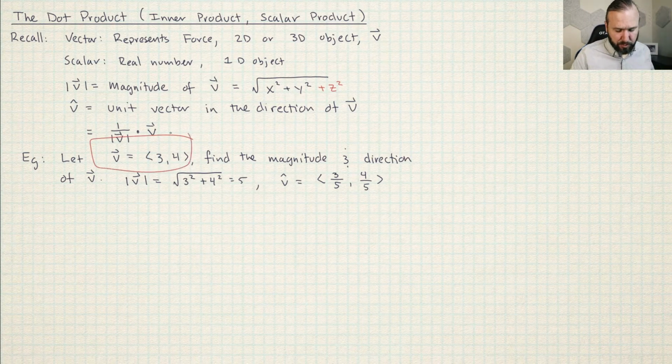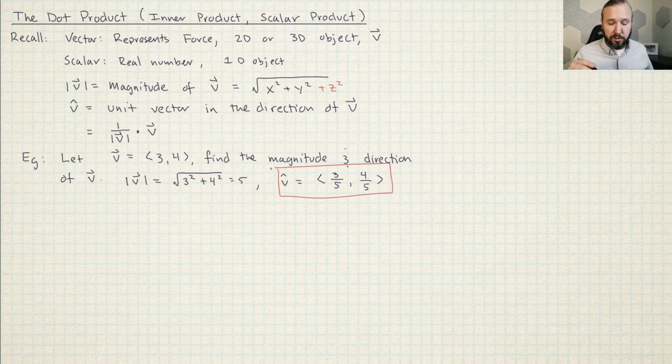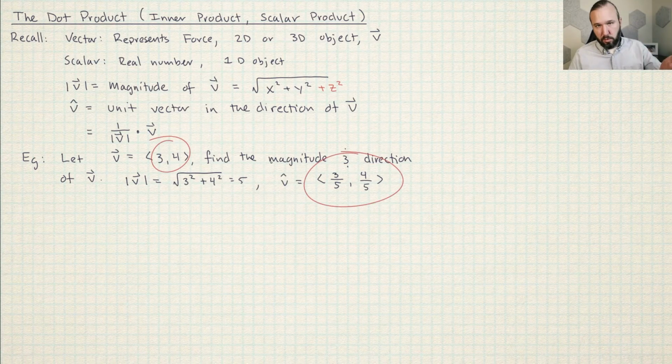Here's a brief example. I picked this 3, 4, 5 triangle. And so then I got a magnitude of 5. And then here is what we would call the direction vector, or a unit vector in the direction of v. And all you do, I think it's transparent, right? All you do is just take the coordinates and divide by the magnitude.